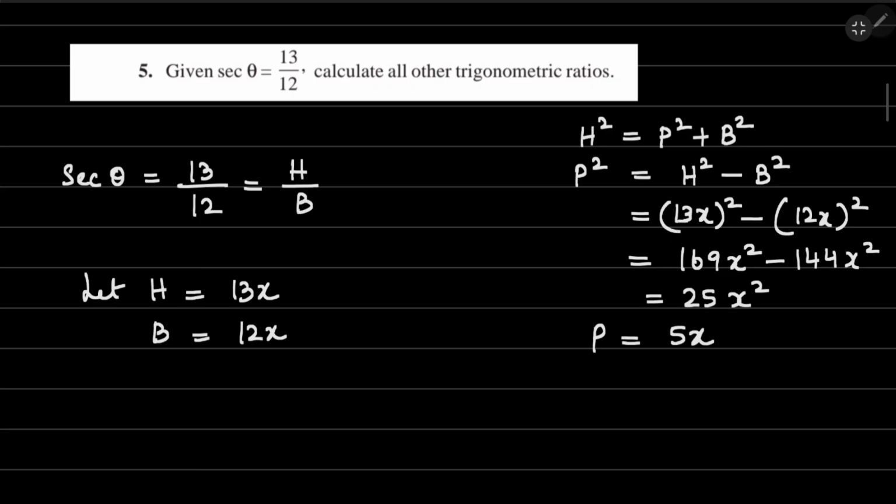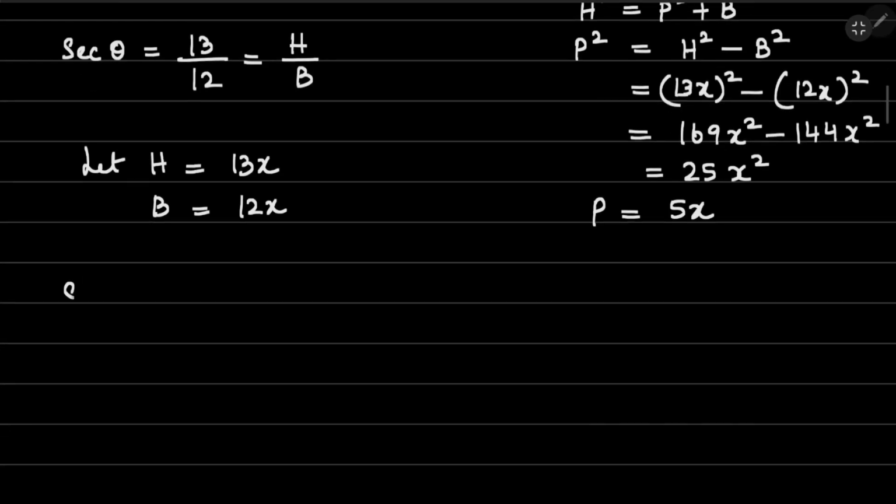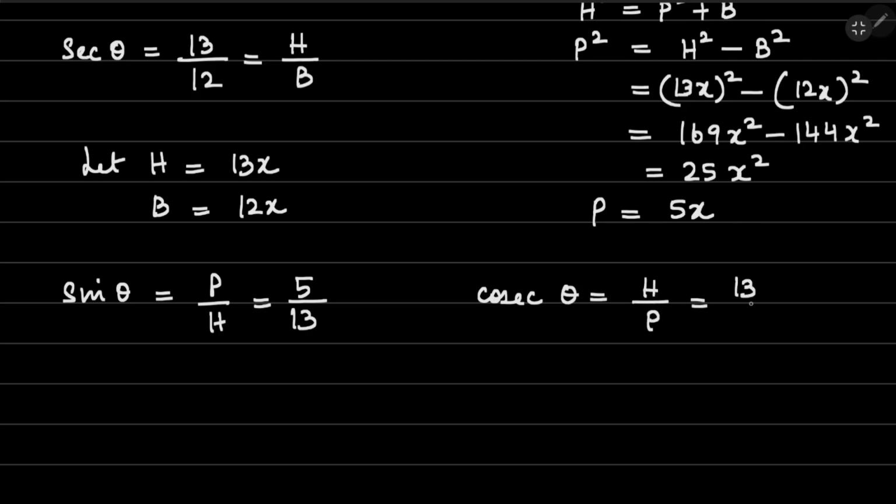Secant is given. You have to calculate all the other values. So let's start. What is sine theta? P by h. What is p? 5, and h is 13. Anyways, x will get cancelled. What is cosecant of theta? H by p, just the reciprocal. So it's nothing but 13 by 5.